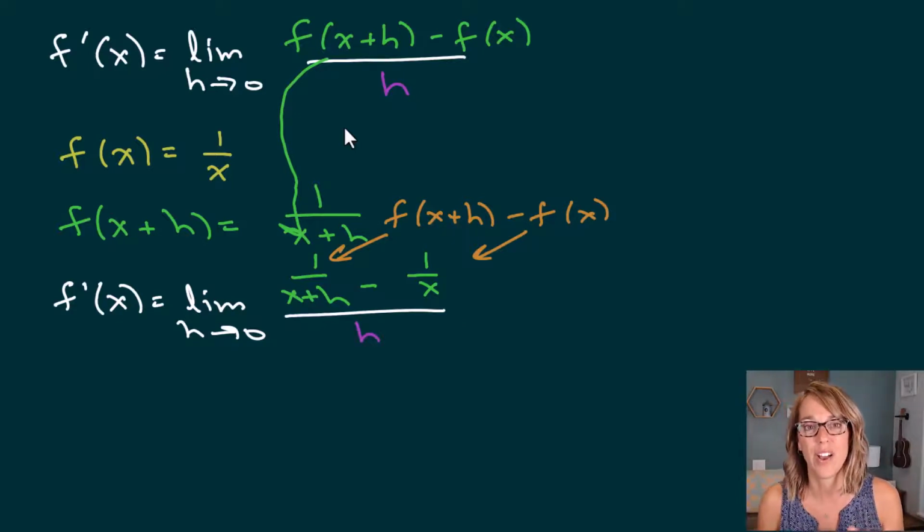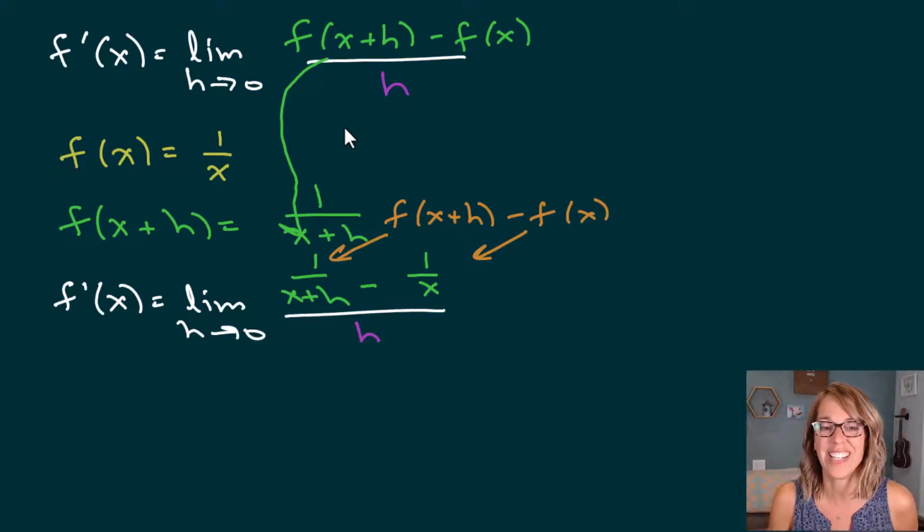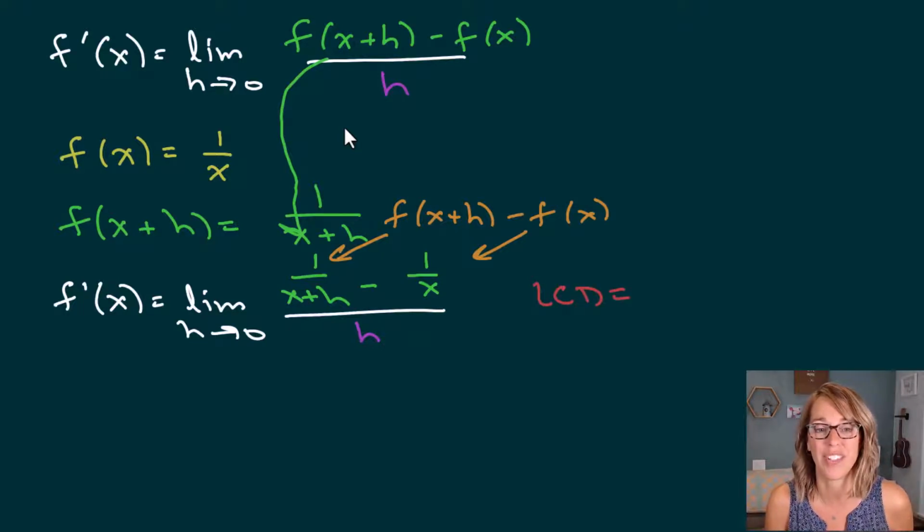Now for this one, I've got a complex rational expression, which just means I've got fractions inside of fractions. So I need an LCD here. My lowest common denominator is just a combination of all the denominators. So I've got an x plus h and I've got an x. So my lowest common denominator is going to be a product, x times x plus h.